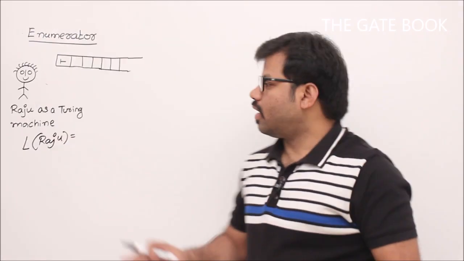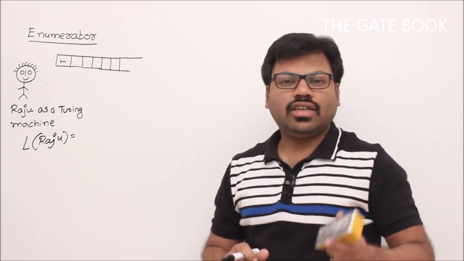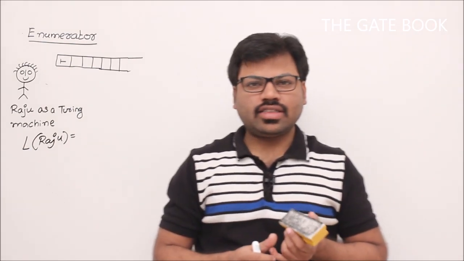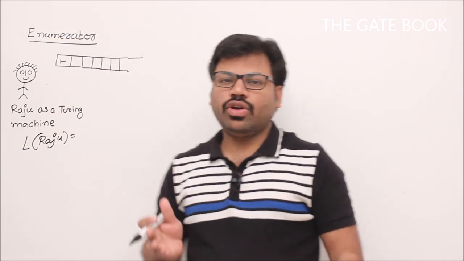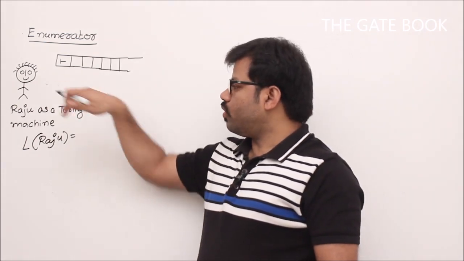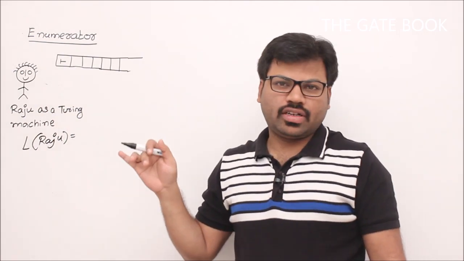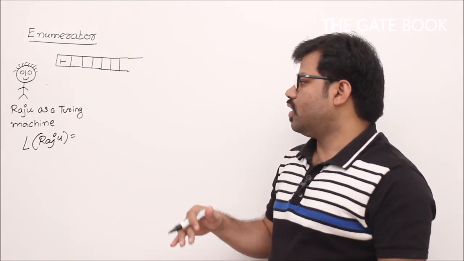Okay. So I will tell one interesting story which is related to enumerators. Already we know that Turing machines are equivalent to generators or enumerators, right? So we are going to prove one of the aspects. That means I am going to prove that for every Turing machine, we can have a generator which is equivalent to that. I am going to explain that with this story.